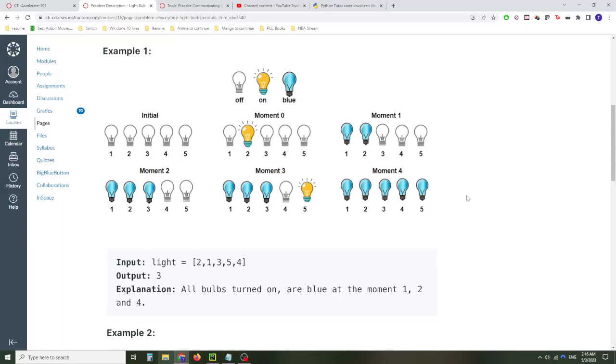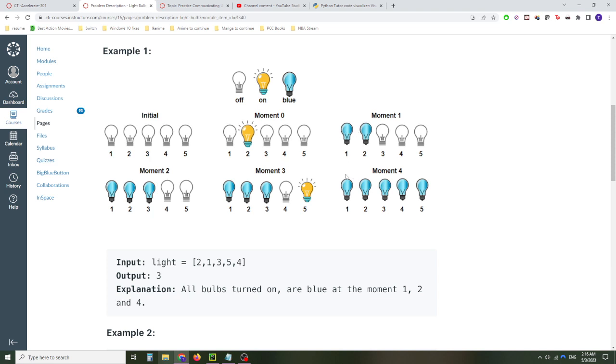This problem is the light bulb problem, and as I understand it, I'm given an input, and the list of integers here is the order in which I need to turn on the lights. So the first number is 2, so light number 2 turns on. Then light number 1 turns on. Next light 3 turns on. Next light 5 turns on. Next light 4 turns on. And I need to turn on these lights in this order.